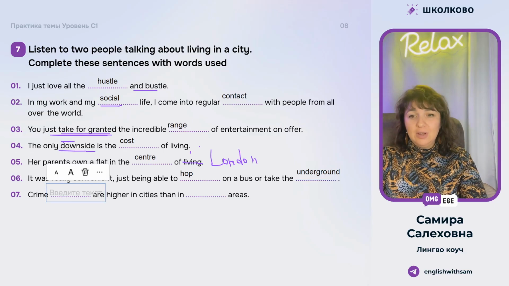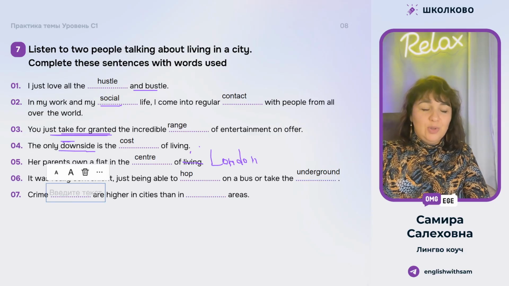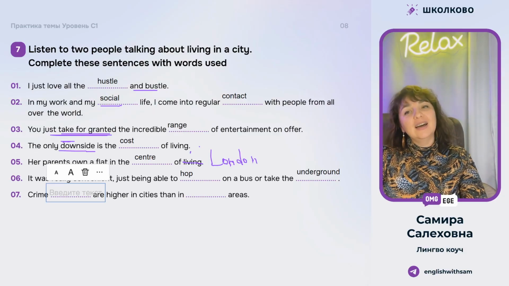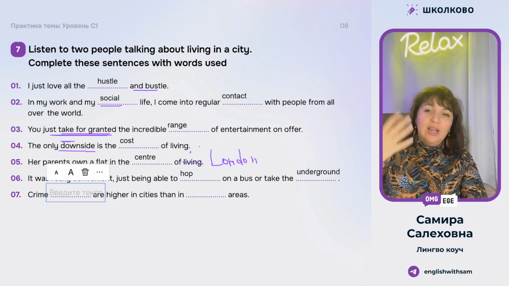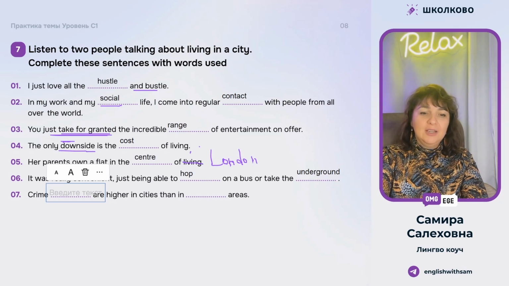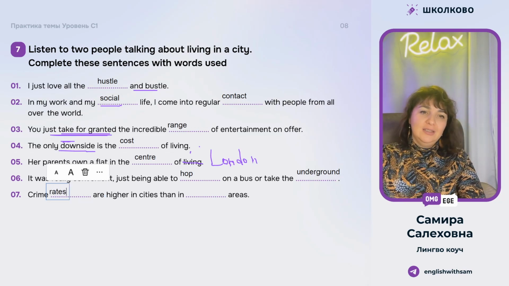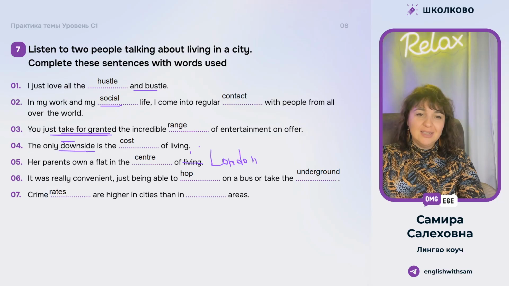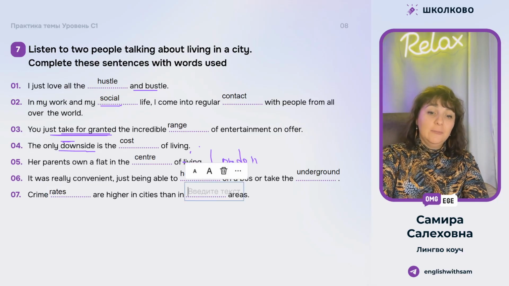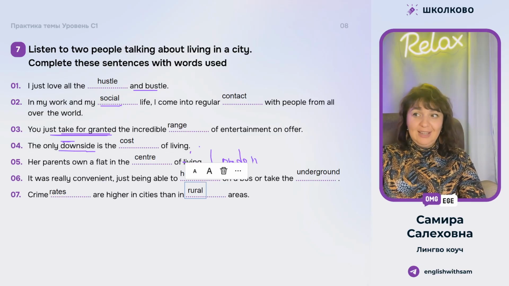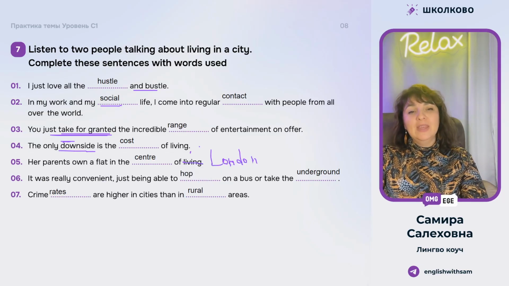Crime. Subconscious awareness у нее там была, какая-то подсознательная осознанность, что она знала эту мысль. Crime rates, right, are higher in cities than in rural areas, right? Rural areas.